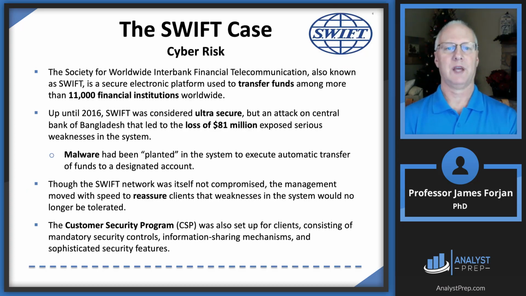How about this SWIFT case? SWIFT is this secure electronic platform that transfers funds between and among 11,000 financial institutions. All right, so what are we expecting? We're expecting that this network would be secure. But of course, an attack on a central bank that led to the loss of $81 million exposed a serious weakness in the system. I don't really know a whole lot about malware, but it was planted in there, and this really decimated the system. Reputational risk, etc., etc.